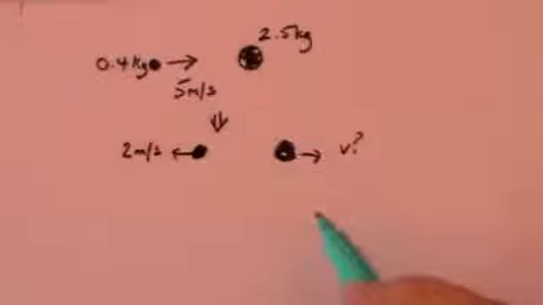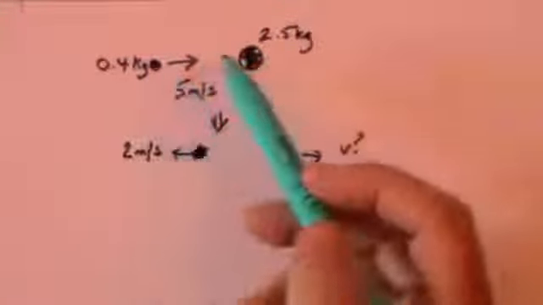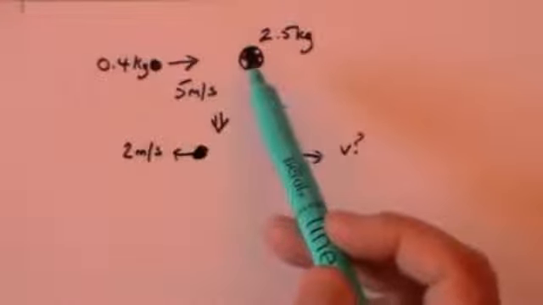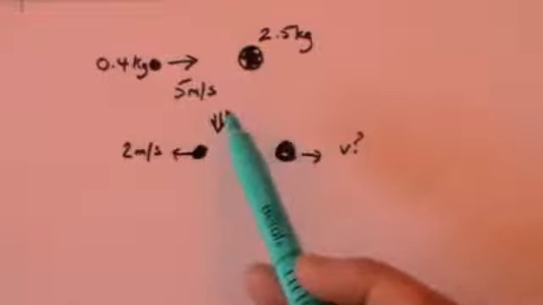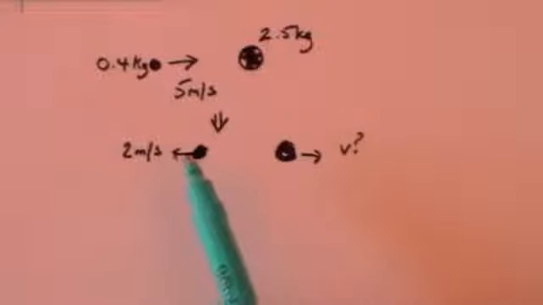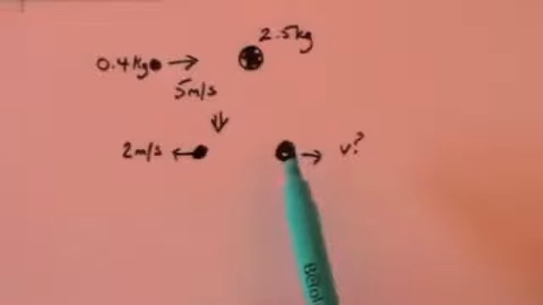Question 1. A small ball having a mass of 0.4 kilograms is travelling at 5 metres per second. It hits a stationary ball which has a mass of 2.5 kilograms, and after that collision we end up with the small ball travelling back in the opposite direction at 2 metres per second, and we're asked to find the velocity of the larger ball.